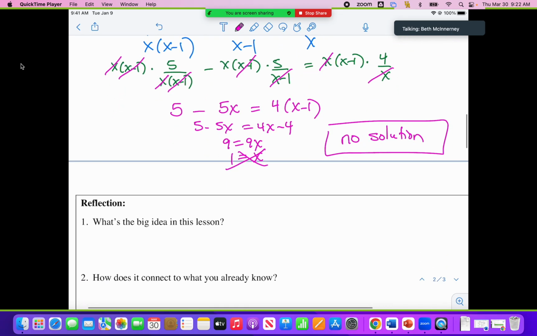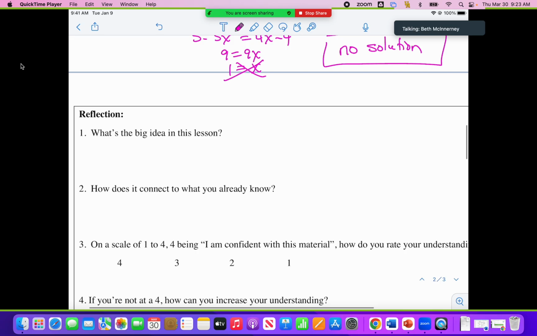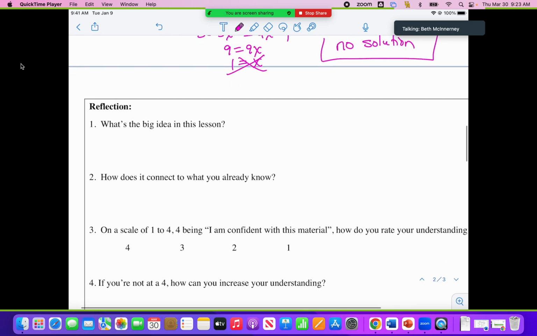All right, so let's do a little reflection here. Write down on your own, what do you think was the big idea? And flip back up at the top if you need to. How does it connect to what you already know? On a scale of 1 to 4, 4 being I'm super confident, 1 being I'm lost. And then number 4, if you didn't circle 4, what are you going to do?